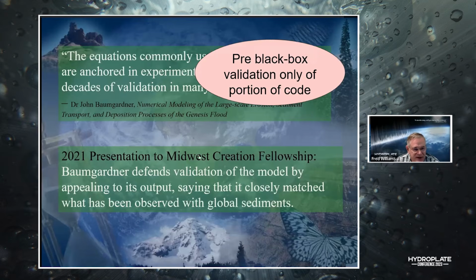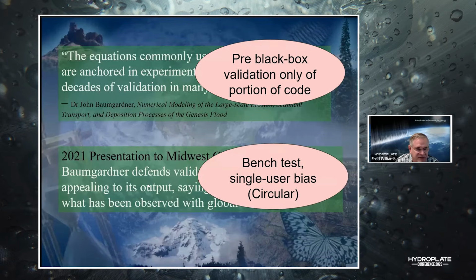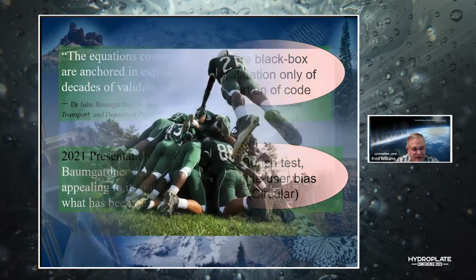At the 2021 presentation at Midwest Creation Fellowship, Baumgartner spent pretty much 90% of his talk trying to validate his Maboul model and explaining the mile-deep sediments around the globe. His only evidence is a model, and that's very questionable. He defended the validation of the model by appealing to its output, saying that it closely matched what has been observed with global sediments. Sure would love for him to elaborate on that, but even so, that's not validation. That's the lowest level of validation, and it has single user bias, and it can become easily circular. It would never be accepted in the industrial world.